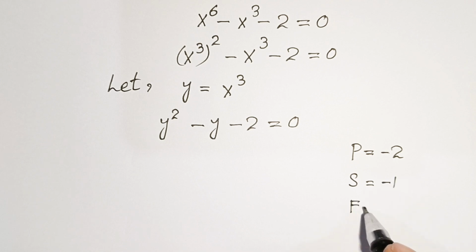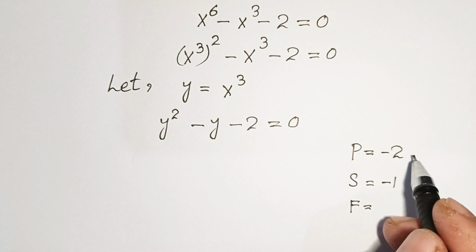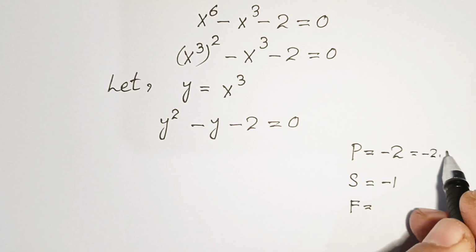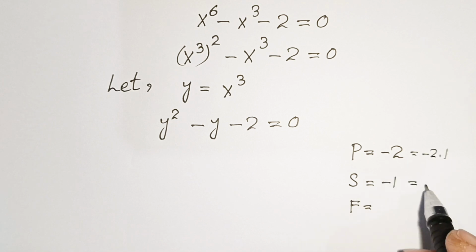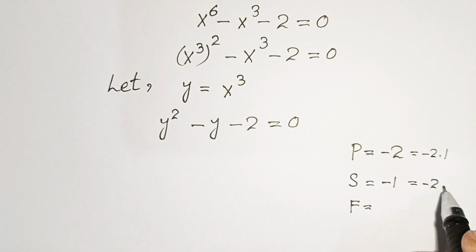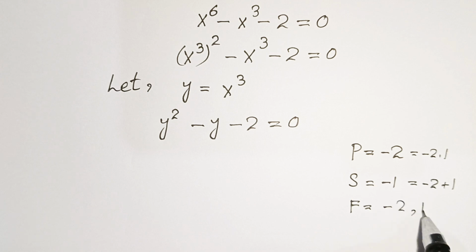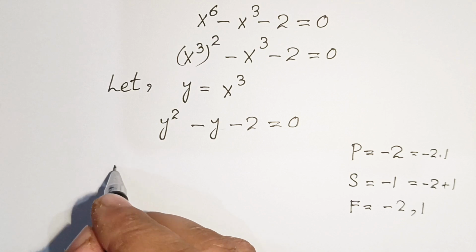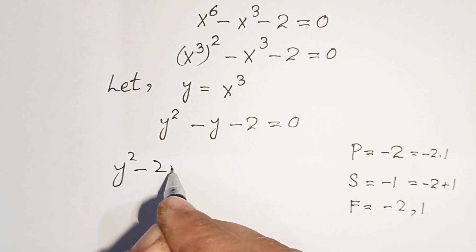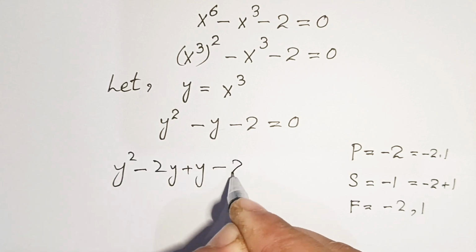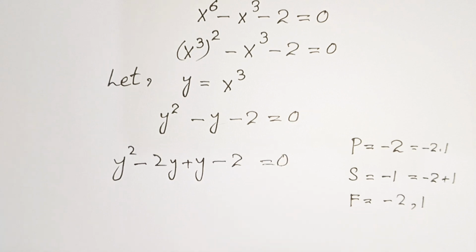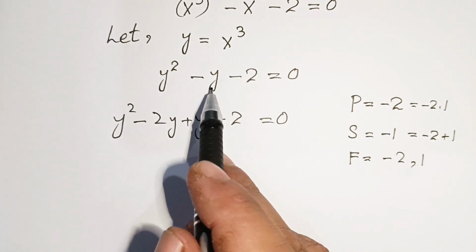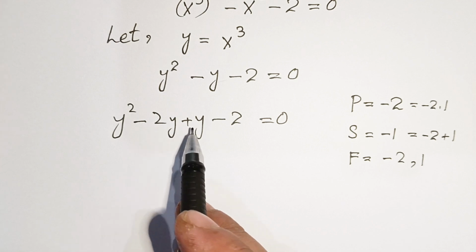Now the factors of minus 1: if we multiply minus 2 times 1 we get minus 2, and if we add 1 to minus 2 we get minus 1. So here we have minus 2 and 1, these are the factors. So y squared minus 2y plus y minus 2 is equal to 0. We just split this minus y into minus 2y plus y.